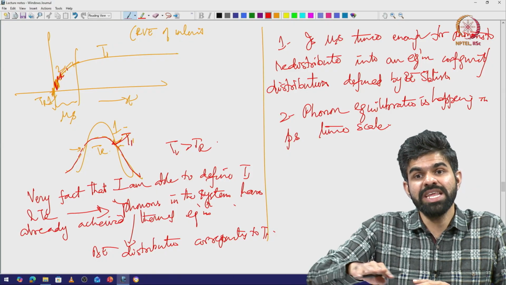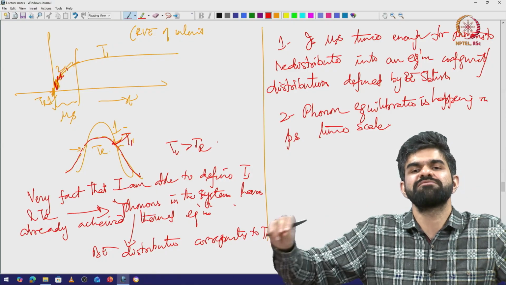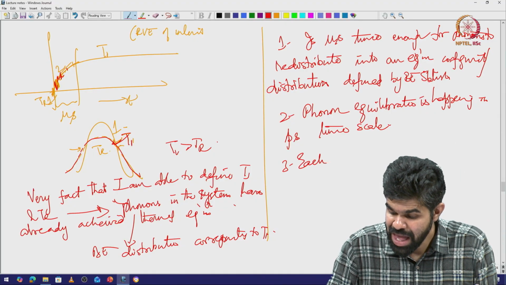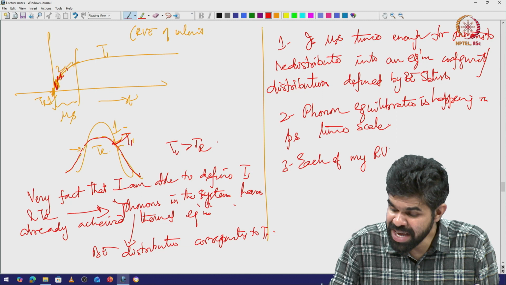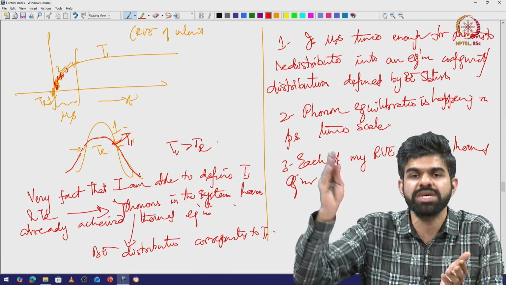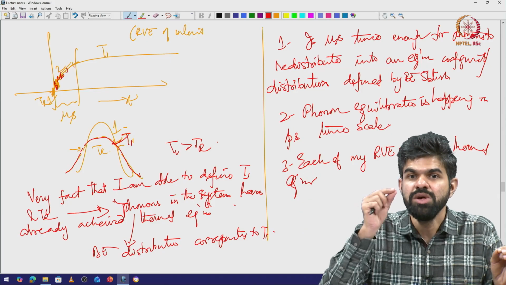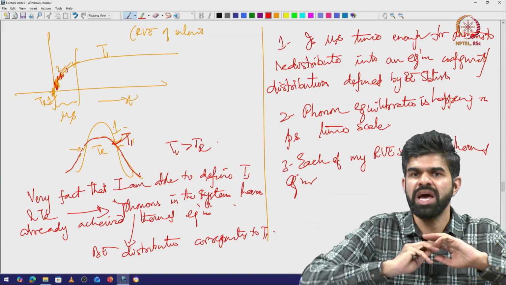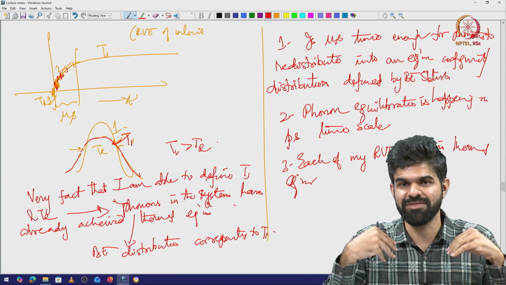So when I say this is not an equilibrium problem, this is with respect to heat transfer. Heat is being transferred, but each of my RVEs is in thermal equilibrium, right. Since each of my RVEs is in thermal equilibrium, because it takes a microsecond for me to increase the temperature, and within a picosecond it has already achieved thermal equilibrium, right. So even if I am increasing the temperature by nanoseconds or tens of nanoseconds, I already reach equilibrium, right. So the thermal equilibrium, right.